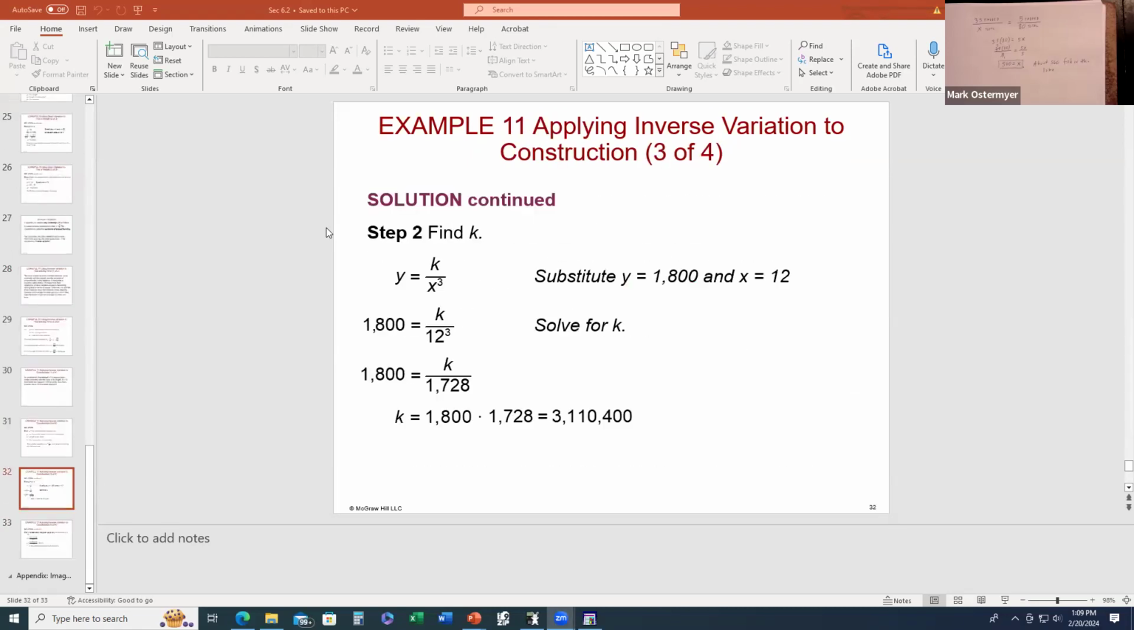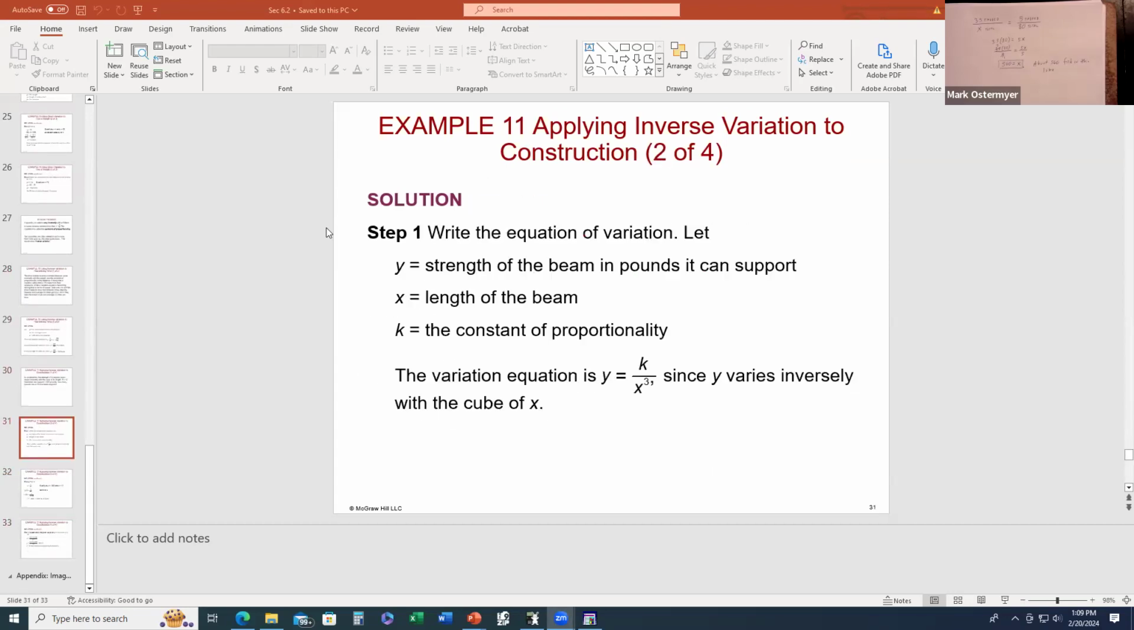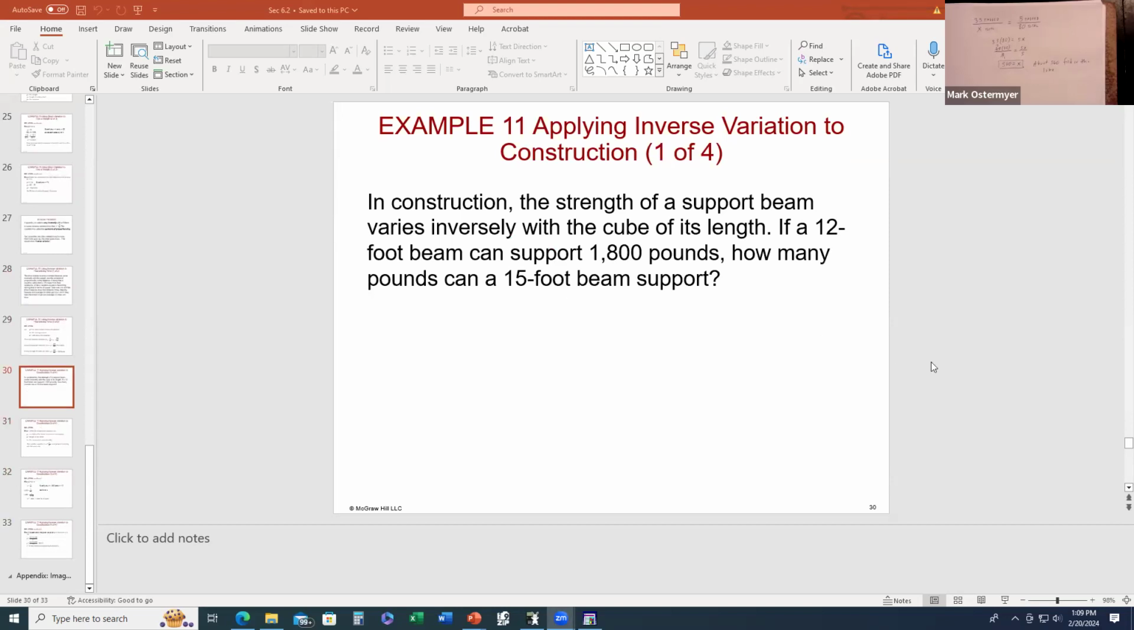I don't like that example. Let's see. Here's a good one. In construction, the strength of a support beam varies inversely with the cube of its length. If a 12-foot beam can support 1,800 pounds, how many pounds can a 15-foot beam support?